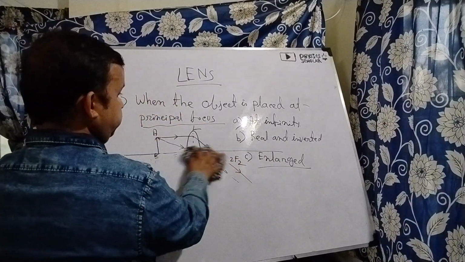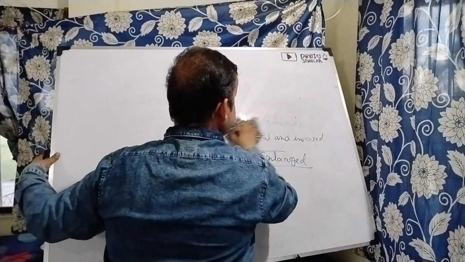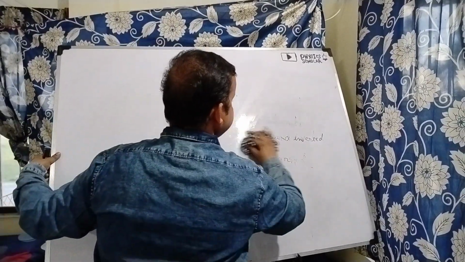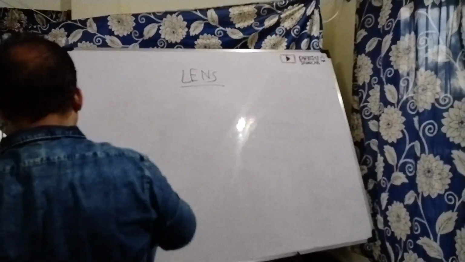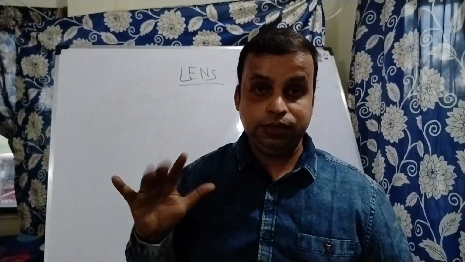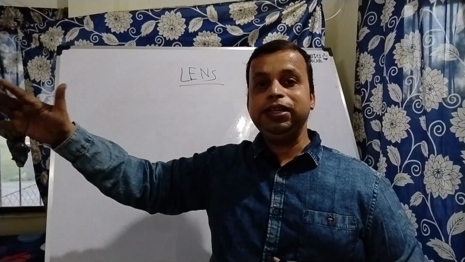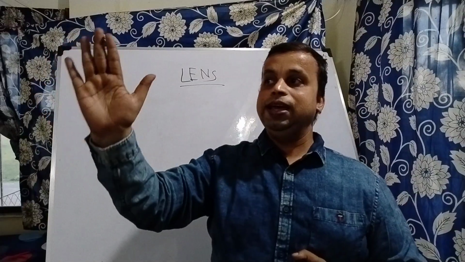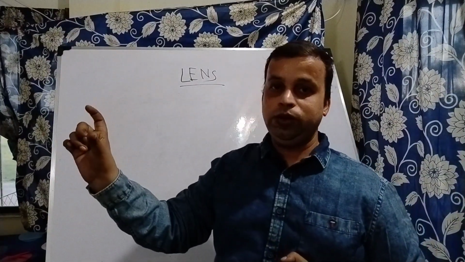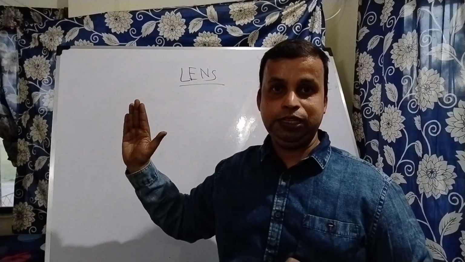Clear? Next, moving to the next condition. Condition means we are changing the position of the object. Up to this, we have seen five positions for the convex lens, and all the images are real: when the object is at infinity, beyond 2F, at 2F, between F and 2F, and at F, that means the principal focus.